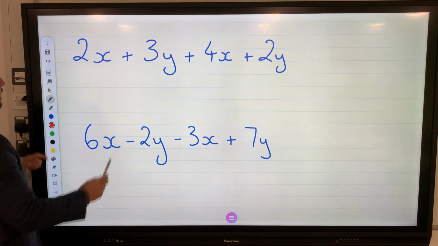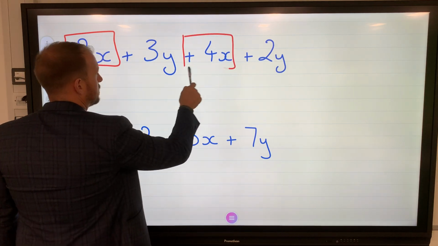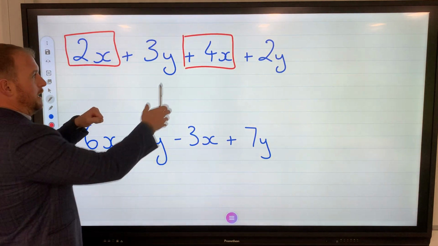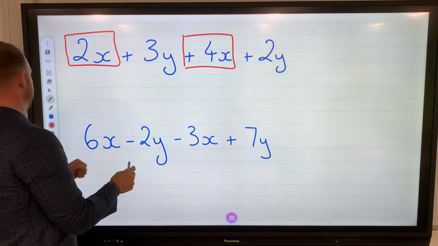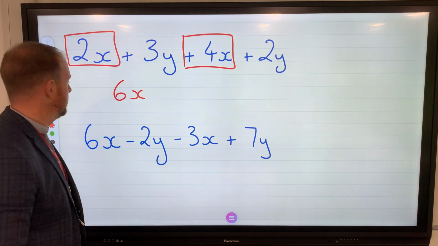So I'm going to pick up the 2x and the 4x. That 4x is positive. So I've got 2x going in and 4x going in. Therefore, we have 6x in that first basket.